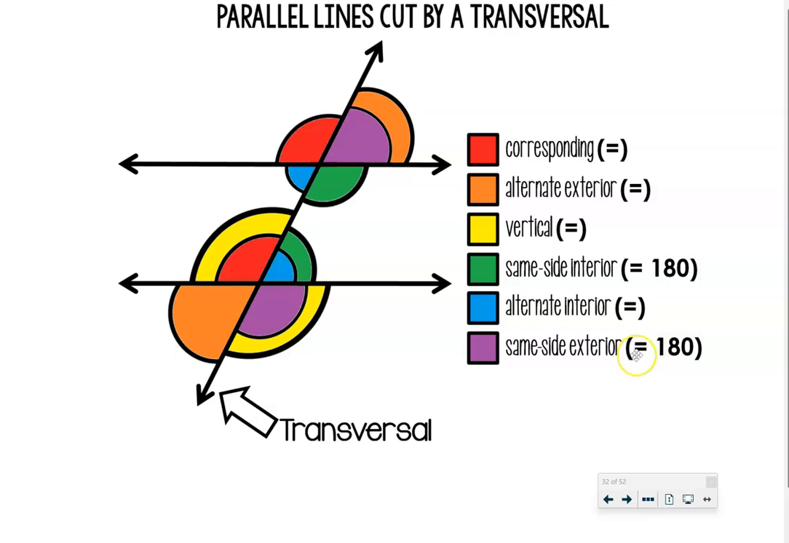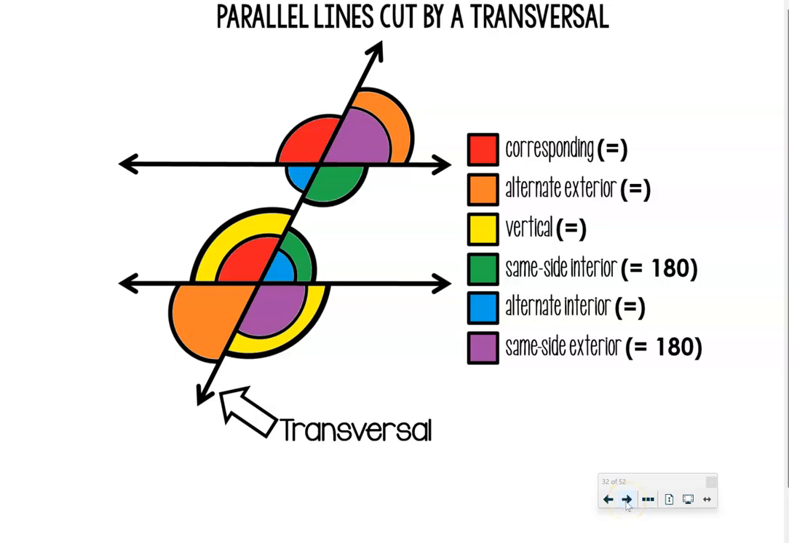But the way it's easier to remember is if you have two acute angles, it's equal. You have two obtuse angles, it's equal or congruent. But if you have an acute and obtuse, it's going to add up to equal 180. So let's take a look at a couple of those examples.